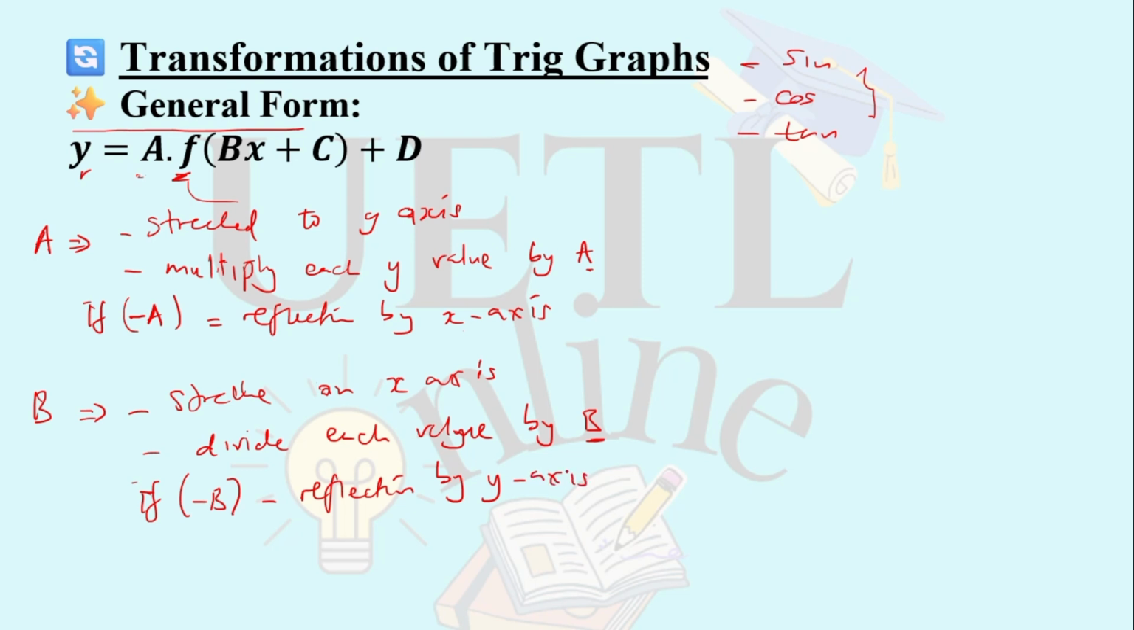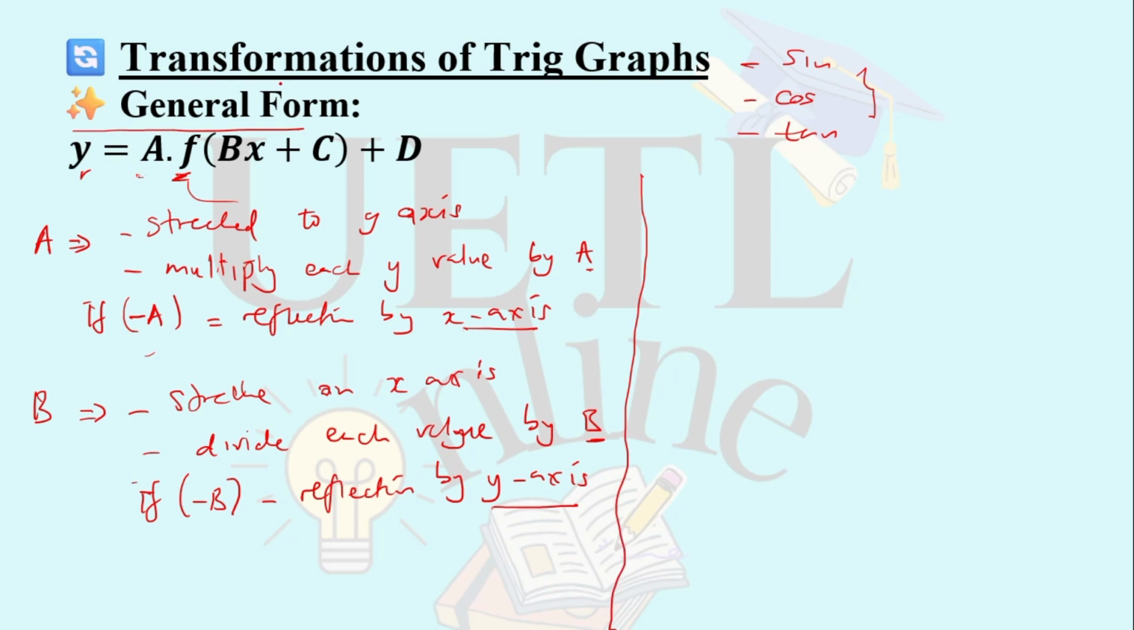Make sure you take these notes down and remember this. This is the meaning of a and b. If a is negative, the graph is reflected by the x-axis, and if b is negative, the graph is reflected by the y-axis. We are going to do an example to see how this affects the graph.